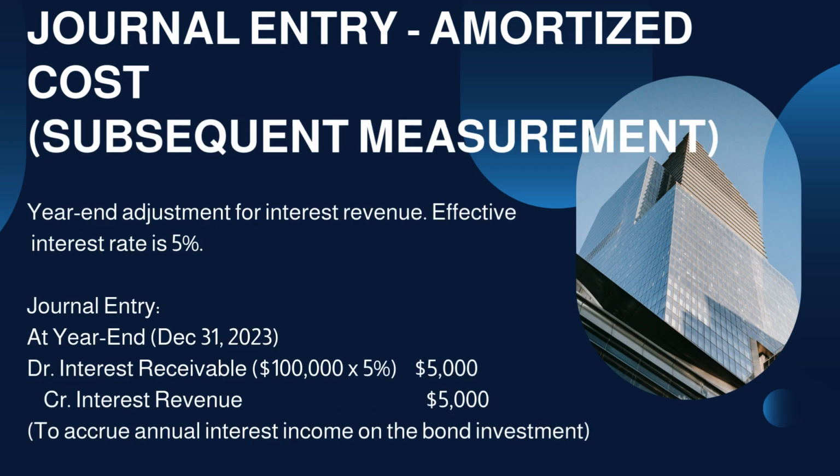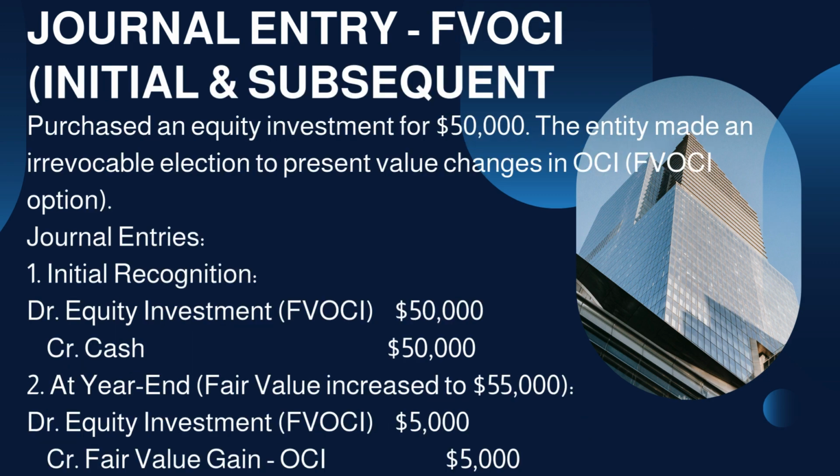Subsequent measurement involves accruing interest revenue using the effective interest rate and recognizing any discount or premium amortization. Here, since it was purchased at par, it's a simple interest accrual. For this FVOCI equity investment, the initial entry is the same. The magic happens at year end. The fair value gain is booked directly to other comprehensive income, not the profit and loss statement.